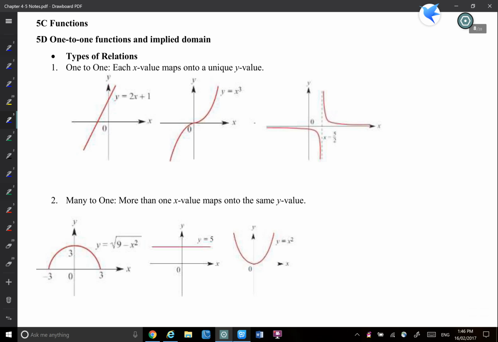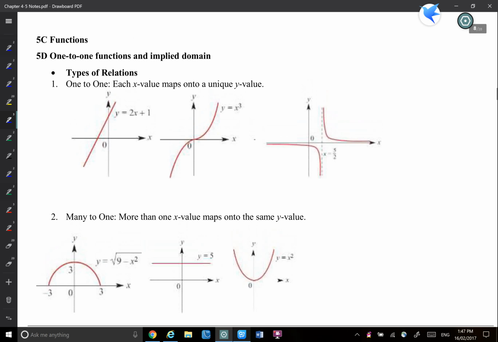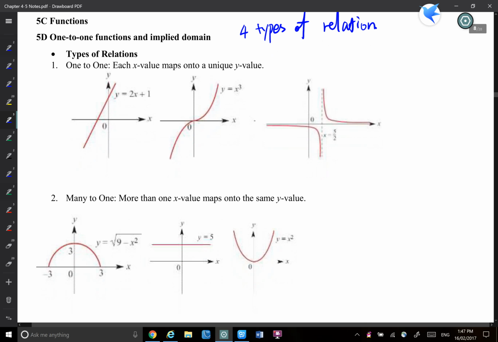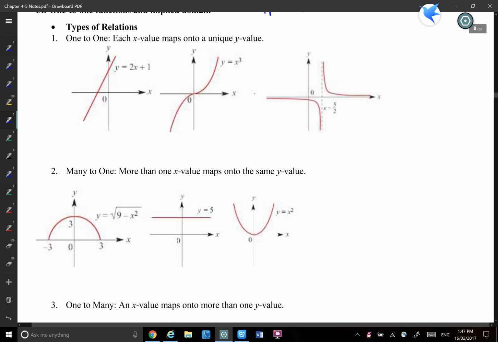Okay, functions. What are functions? So we have 4 types of relations. Okay, there are 4 types. So what types do we have? We have 1-to-1. Type 1 is 1-to-1.